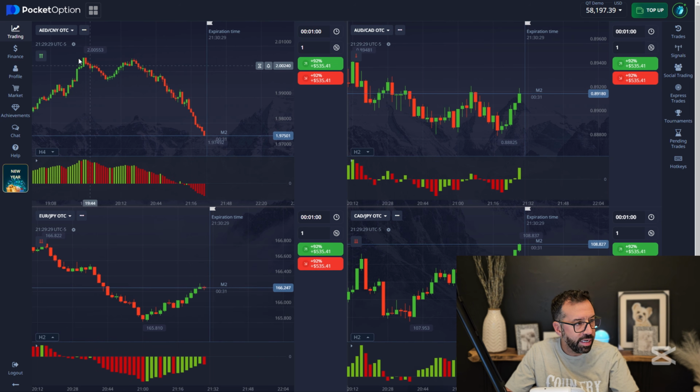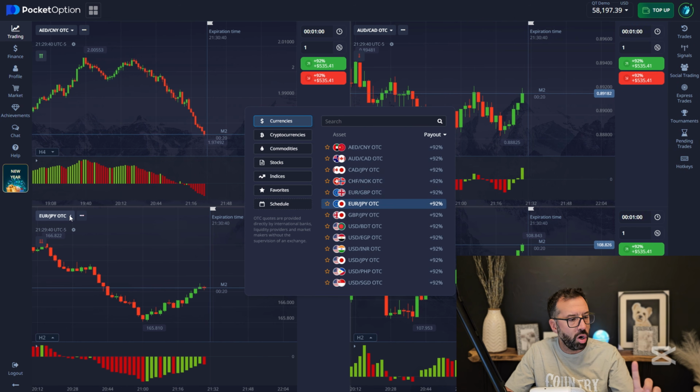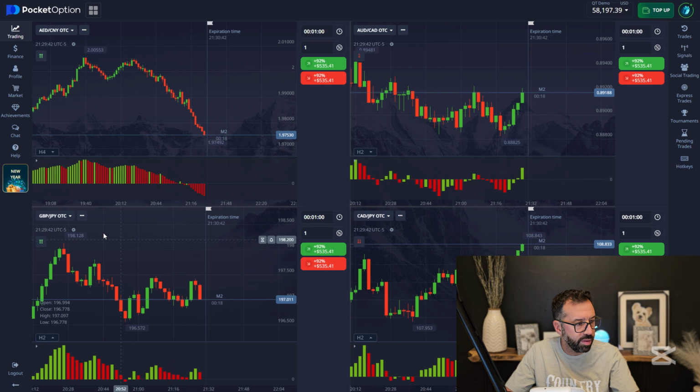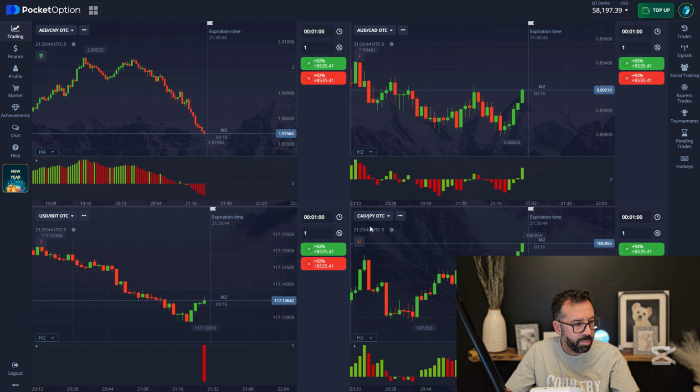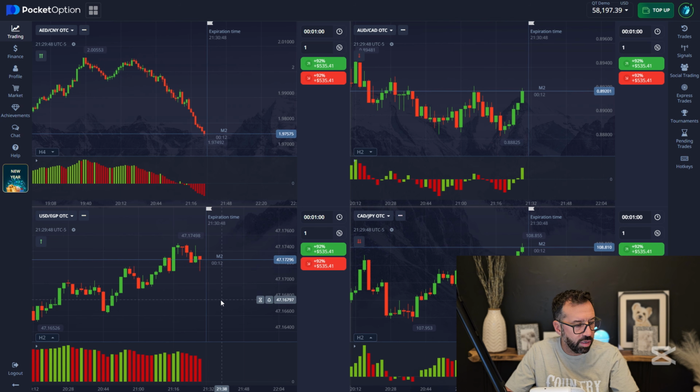As you can see here, the AED-CNY is a downward trend. This looks to be an upward trend. This is a bit stagnant. I don't really like the smaller candles, so I'm going to go ahead and try to find another one here, maybe with bigger candles, so we can get an idea of where this is moving. This one's a little bit choppy.